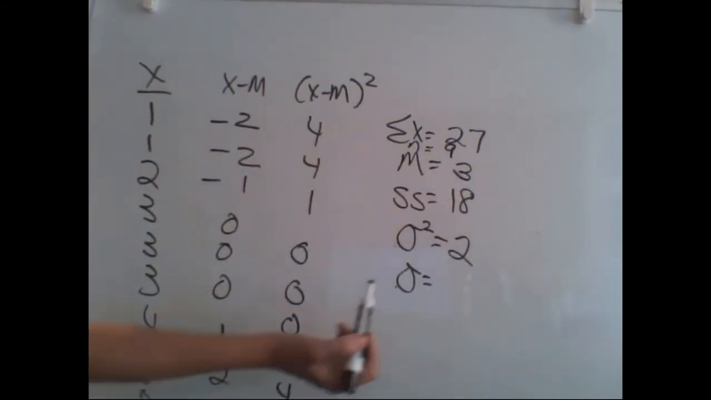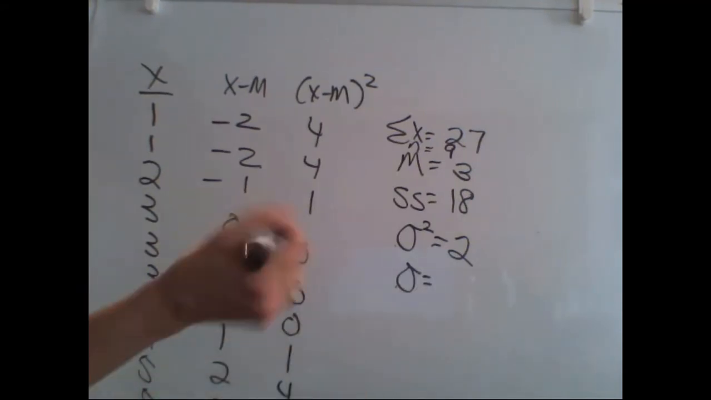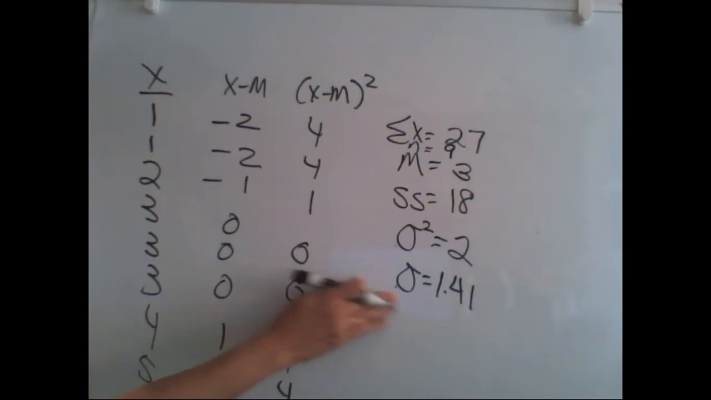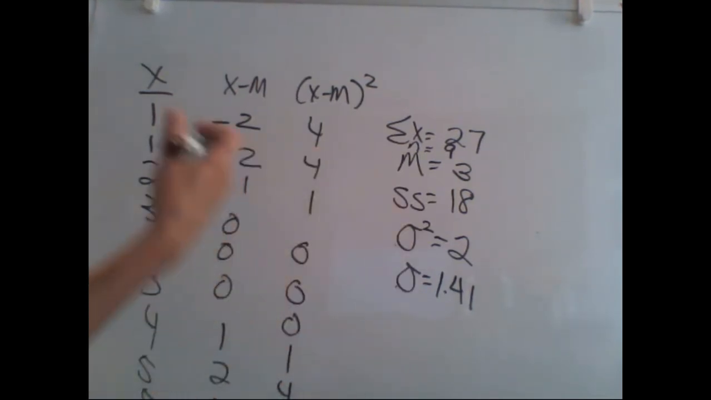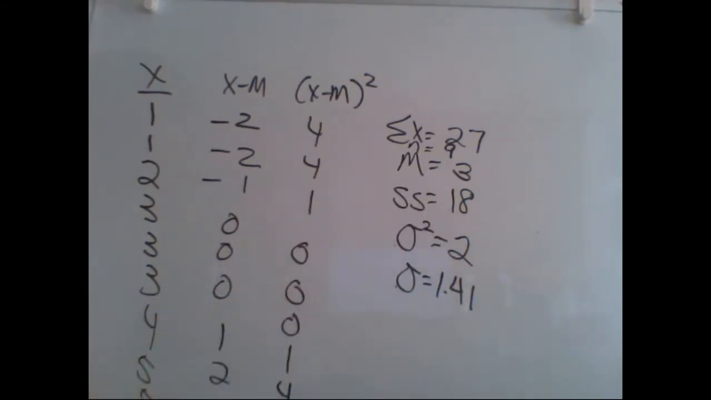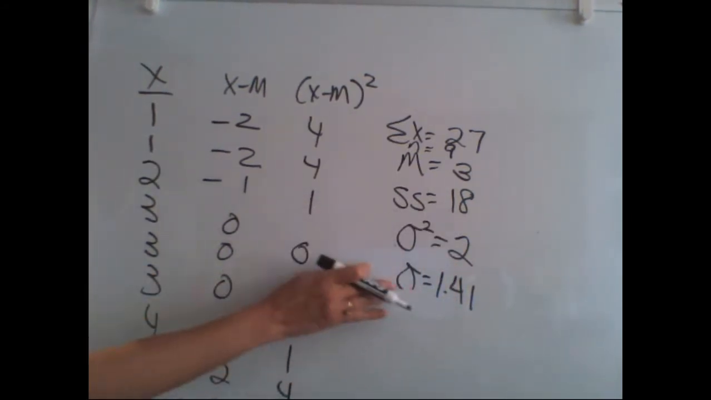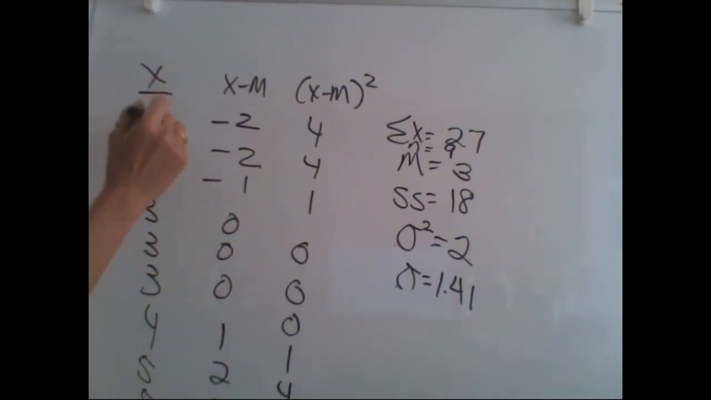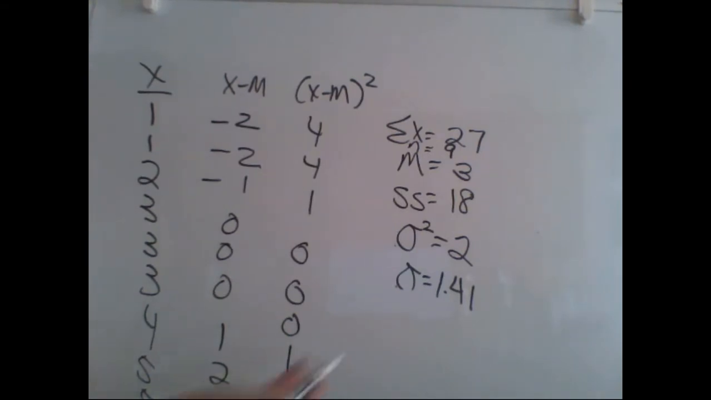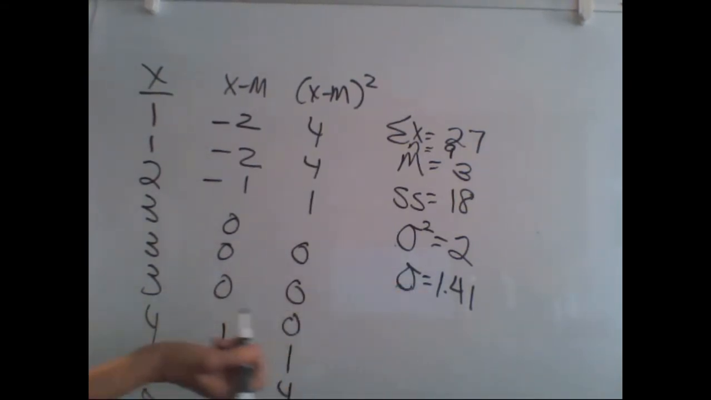And then if you take the square root of 2 on your calculator, you'd end up with 1.41 as the standard deviation. So we could say that these scores on average vary by 2 squared points. It's kind of weird to say. Or when we return it to standard deviation, we can say these scores vary from the mean on average 1.41 points. This is much more easily understandable.